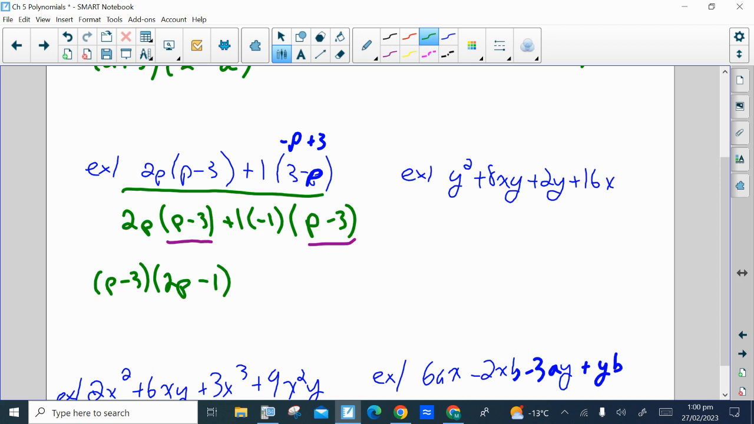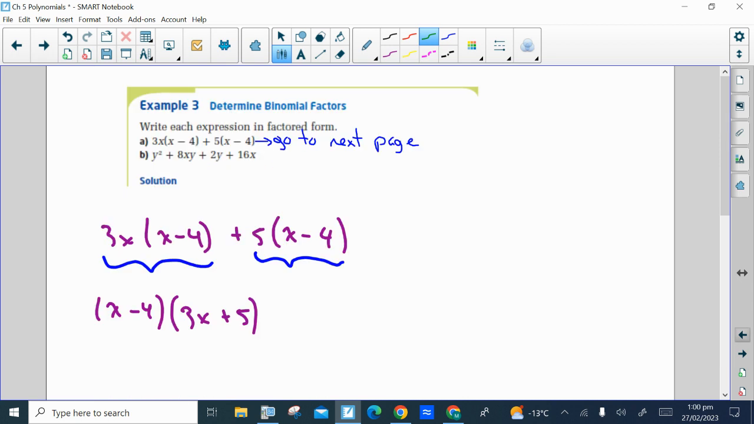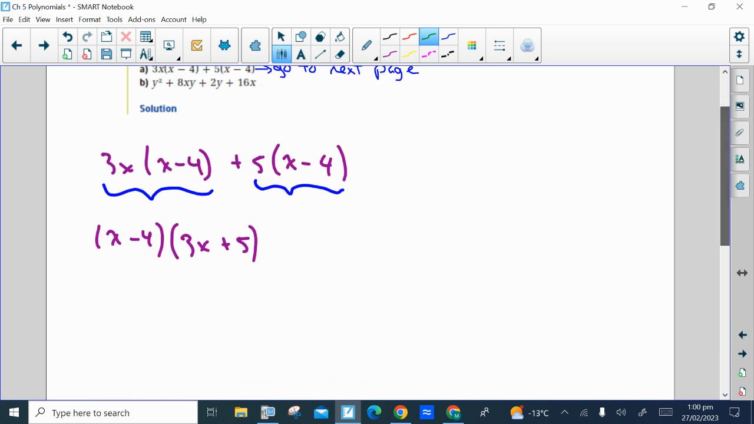Okay, so this leads us into a new type of factoring called factoring by grouping. So let's back up now, and let's look at question B from this page.